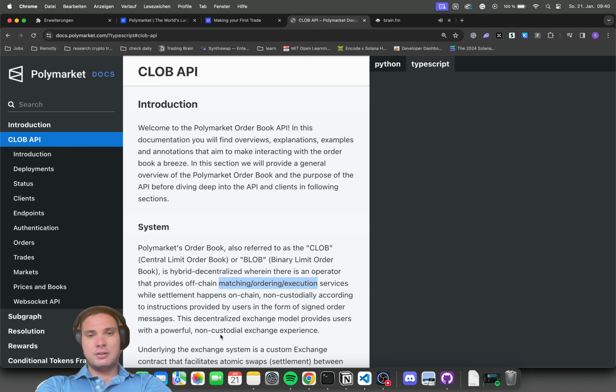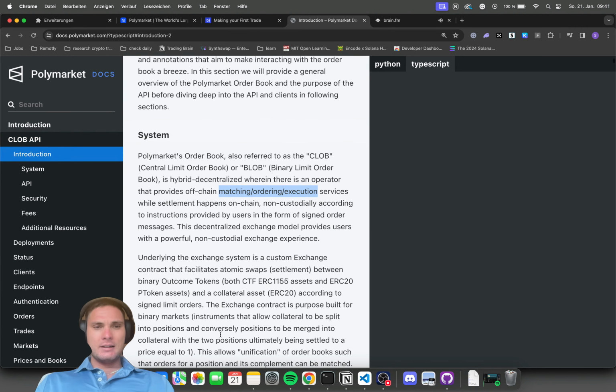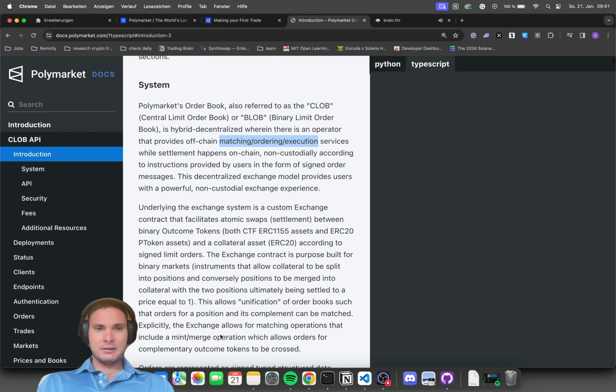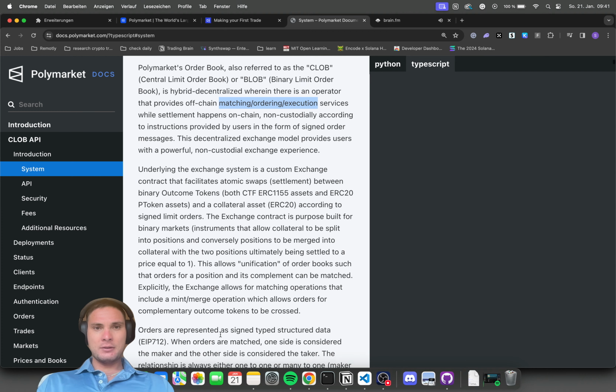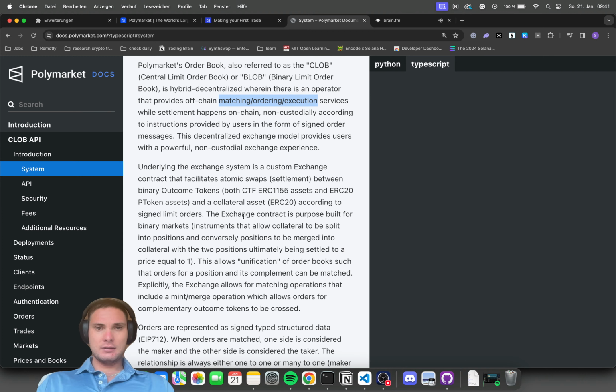Non-custodially, according to instructions provided by users in the form of signed order messages. Underlying the exchange system is a custom exchange. Atomic swap settlement, okay. Atomic is like, it has to be atomic.